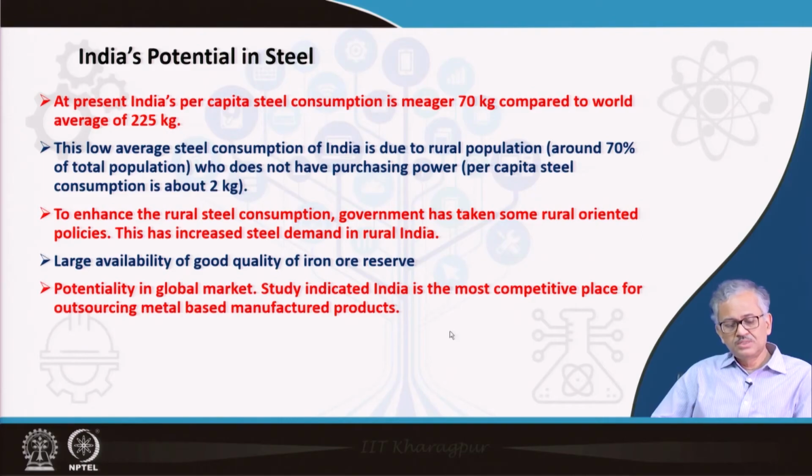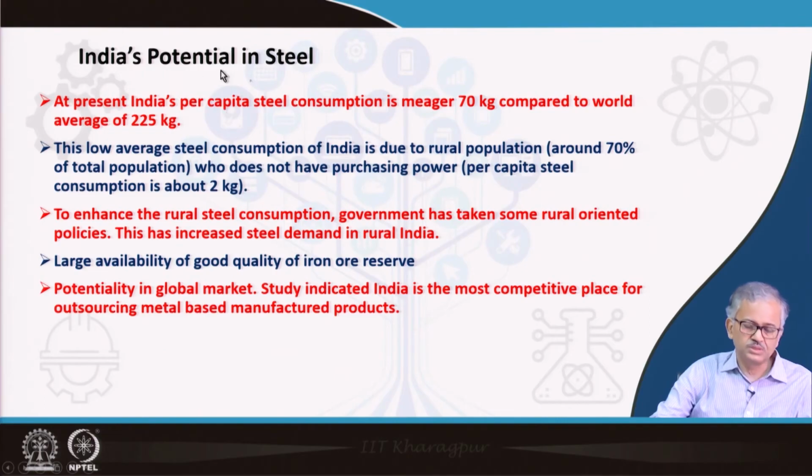So, a study in a business school in the USA showed that India is the most competitive place for outsourcing metal-based manufacturing products. So, we can invite a lot of foreign direct investments here and produce the metal and then manufacture products and then supply to the others. So, potentiality in the global market also exists. We have a huge domestic market. The only thing is that we have to utilize that.